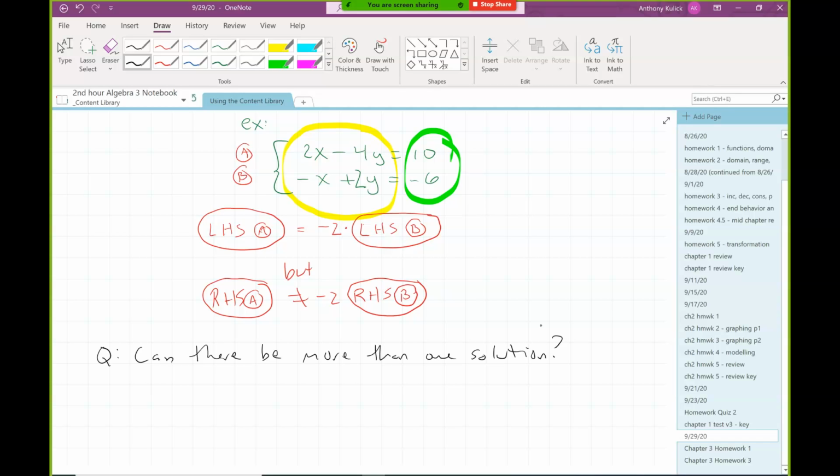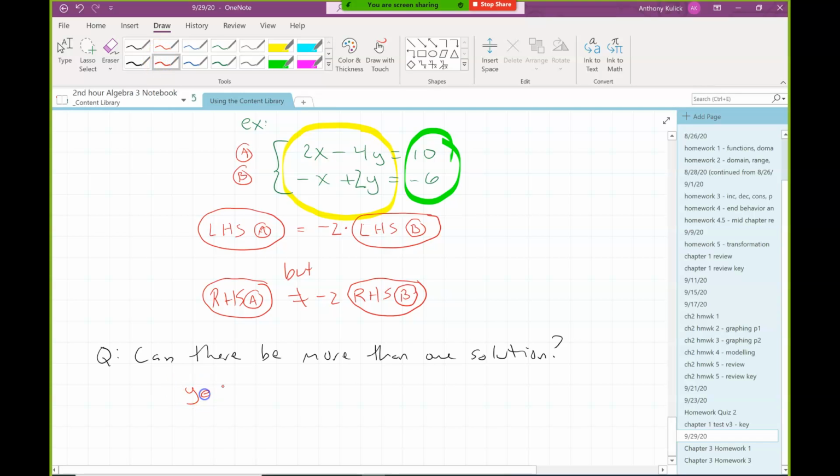Remember that a solution is equivalent to the lines intersecting, right? So maybe a different way to ask this same question would be, can two lines intersect more than once? What do you guys think? Can two lines intersect more than once? No. Yes is the correct answer.